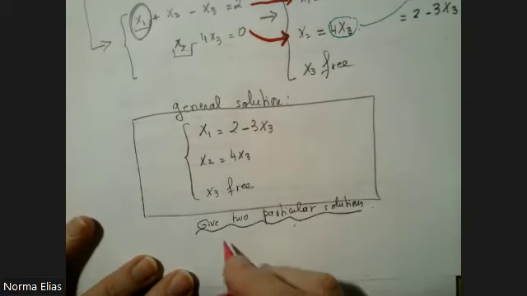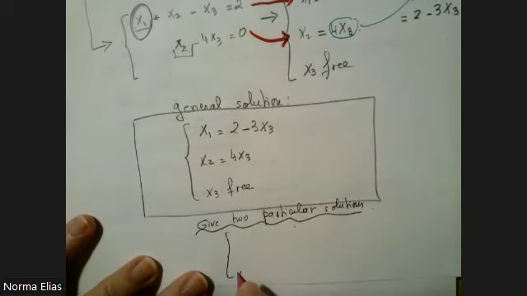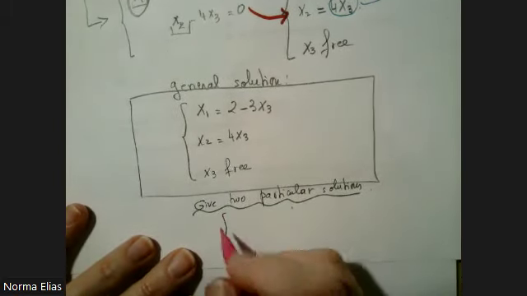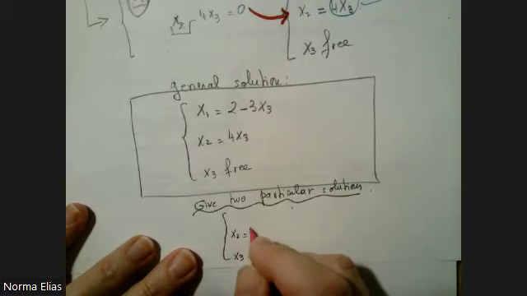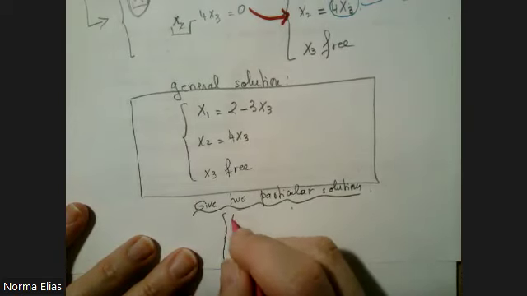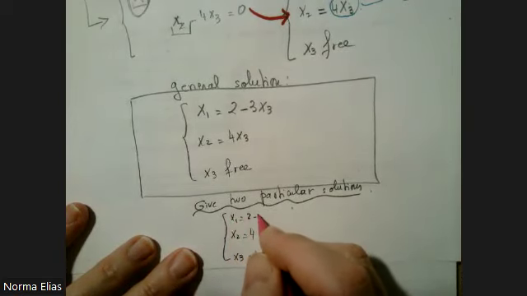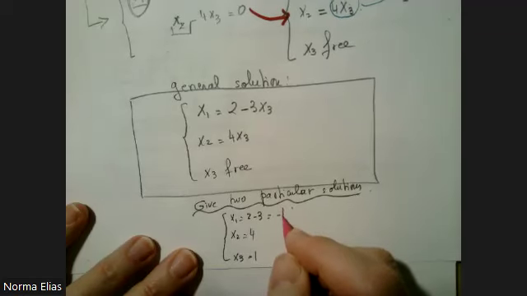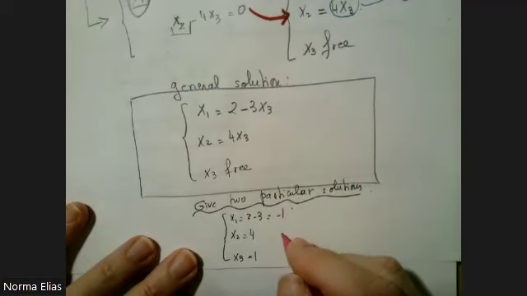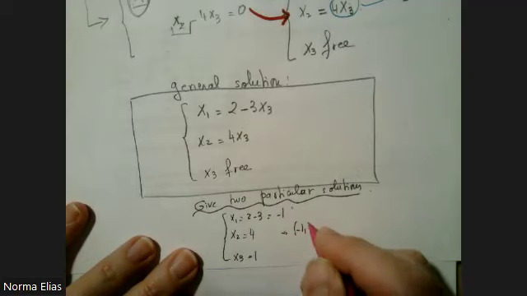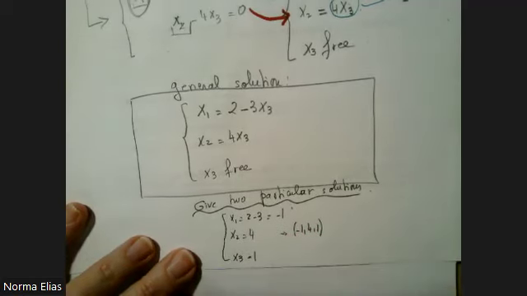So one solution would be, I can pick x3 to be 1. You can see how easy it is now to find solutions. A lot of them. x2 is immediately 4. x1 is 2 minus 3, which is minus 1. So this will give me the following solution: minus 1, 4, 1. Infinitely many.